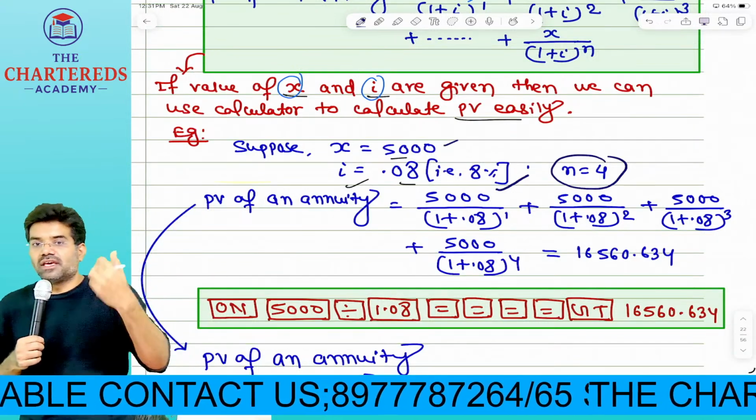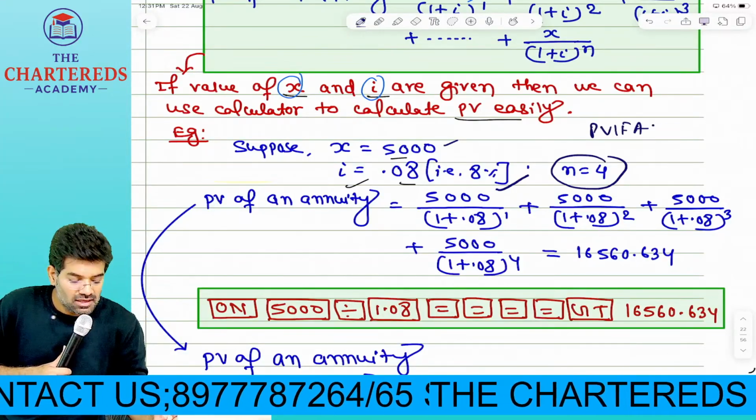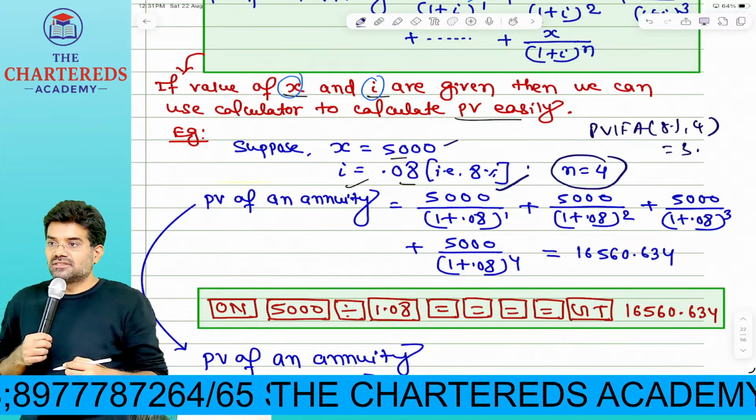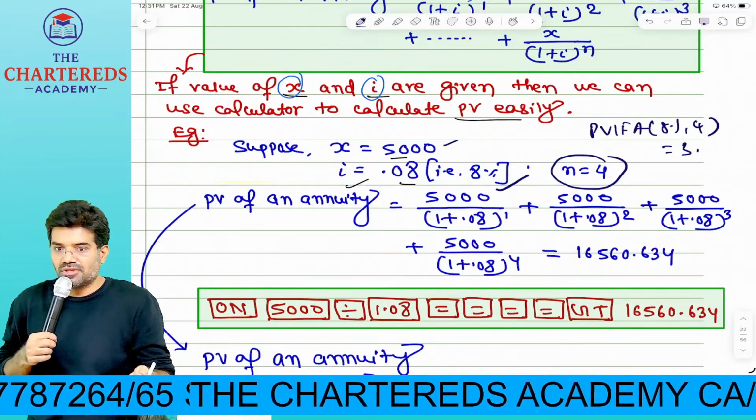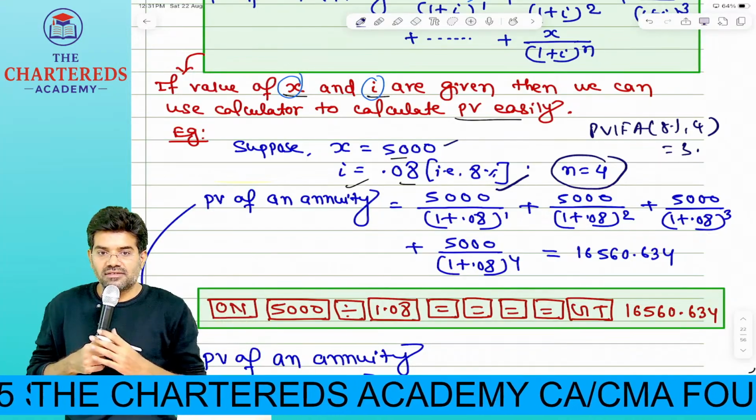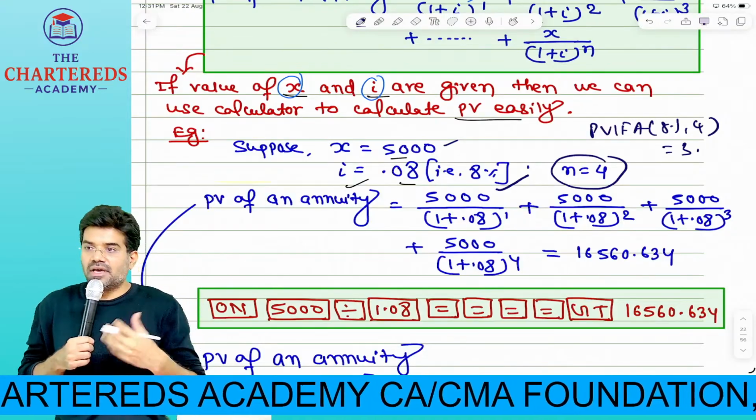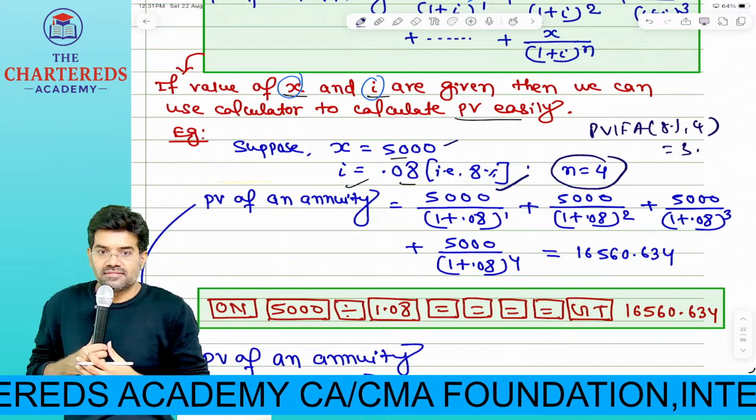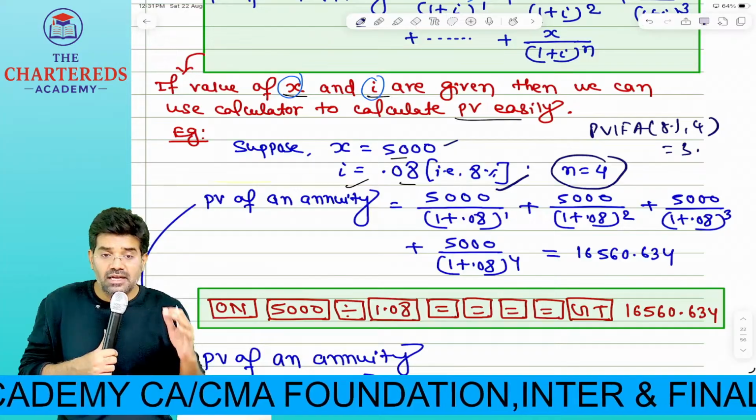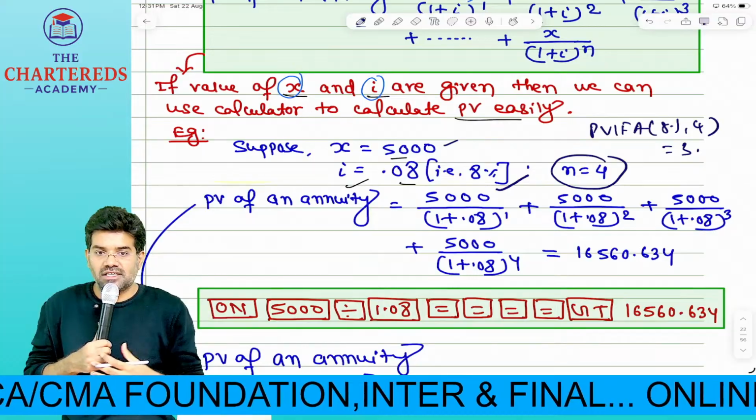In the examination, if he gives, how does he give? PVIFA 8% comma 4 is equal to 3 point something. Then directly we multiply 5,000 into that given value. That is the matter. 99.99% he is going to give it in the exam. Why are we learning this? In case he doesn't give, we should calculate, right? But we are trying to understand the logic of that.